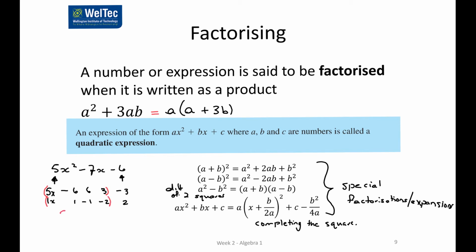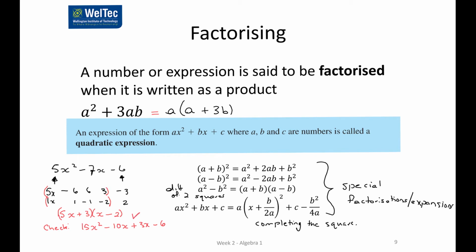So there's my bracket, 5x plus 3 and x minus 2. Now, if I hadn't chosen that one, if I didn't know what the answer was, if I'd chosen something else, I would need to check. So let's check. 5x times x is 5x squared, minus 10x plus 3x minus 6. And when we do the business, that is indeed correct.